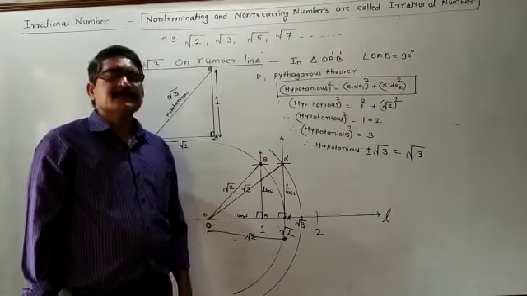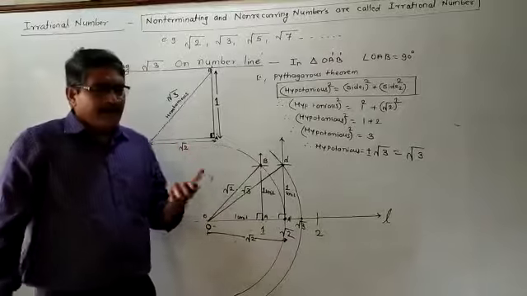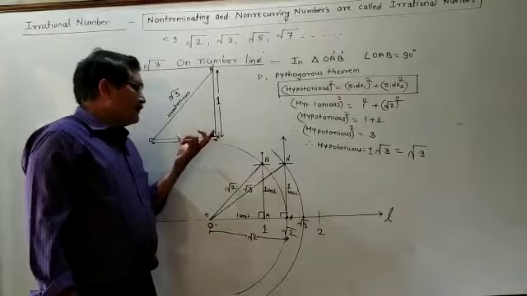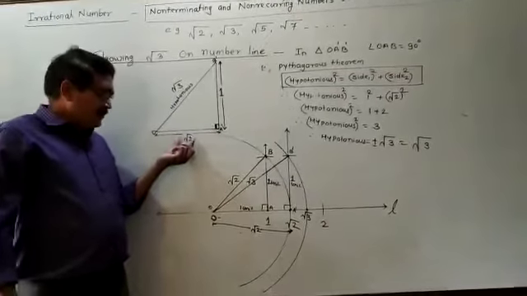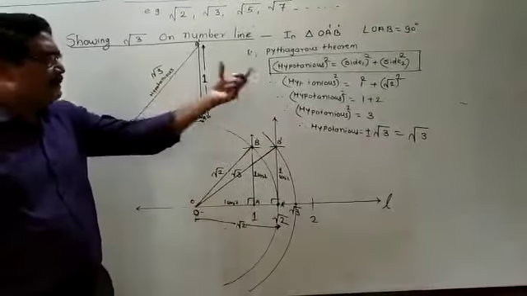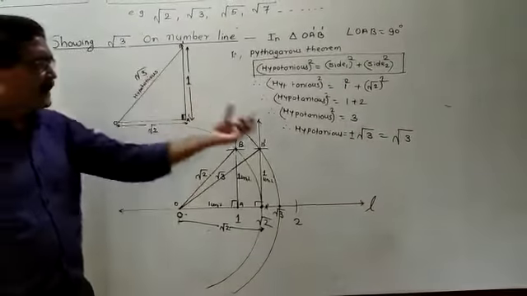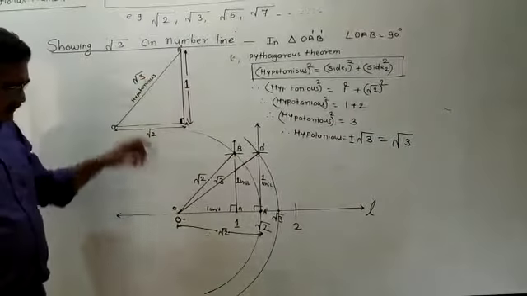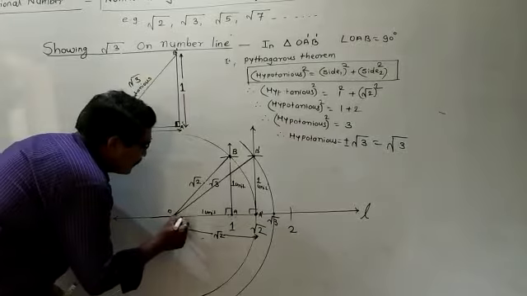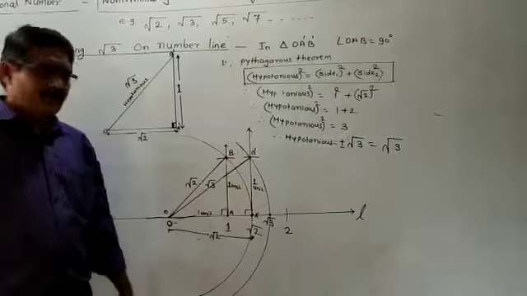Once again friends, this is very easy once you understand. You have to first of all take the right angle. You have to take this distance as square root of 2, this distance as 1. At that time definitely by Pythagoras theorem this distance will come square root of 3. And this is the hypotenuse. Once hypotenuse comes square root of 3, it is very easy to show the square root of 3 on the number line.